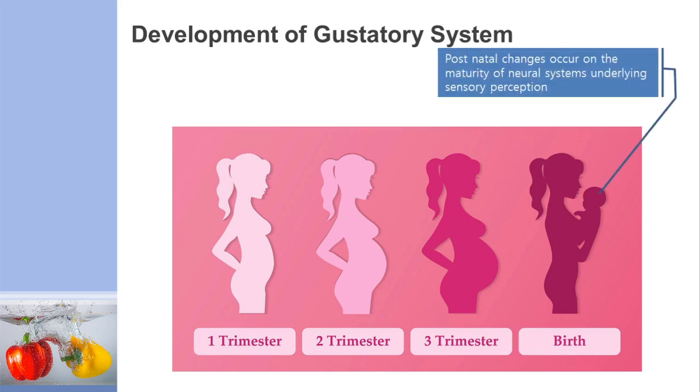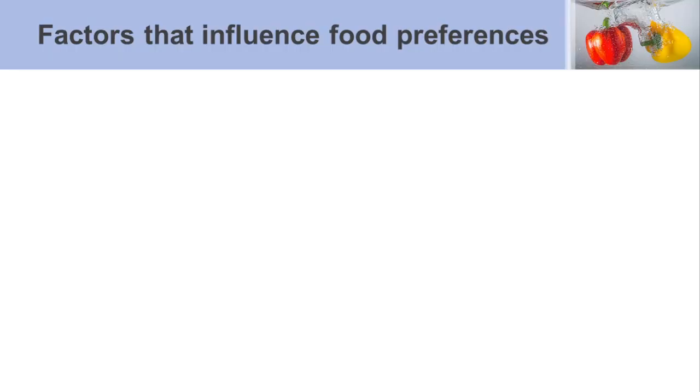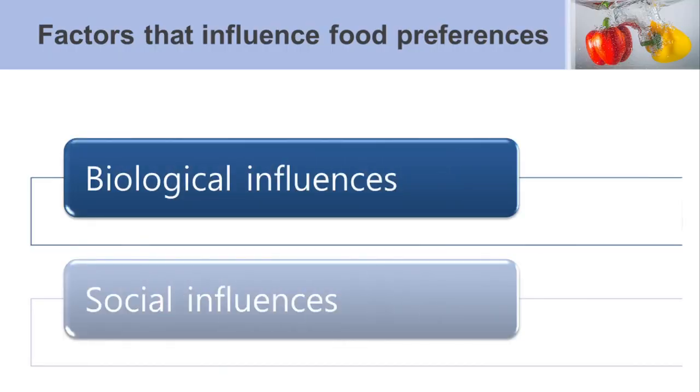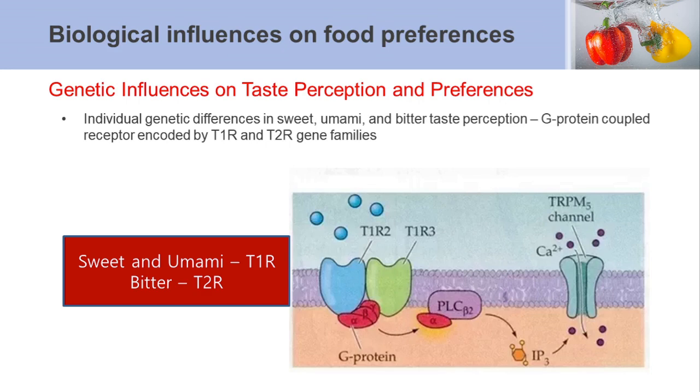What happens after birth is the maturity of neural systems that are concerned with sensory perception of taste in the brain. The food preferences of a person are influenced by biological factors and social factors. When we consider biological factors, we can see that there are genes which influence taste perception and preference. The perception for sweet, umami and bitter tastes is not the same for all the individuals. There are genetic differences. You know that G protein coupled receptors are involved in the perception of these tastes. These G protein coupled receptors are encoded by genes.